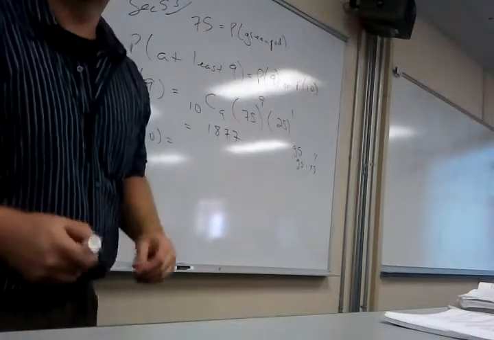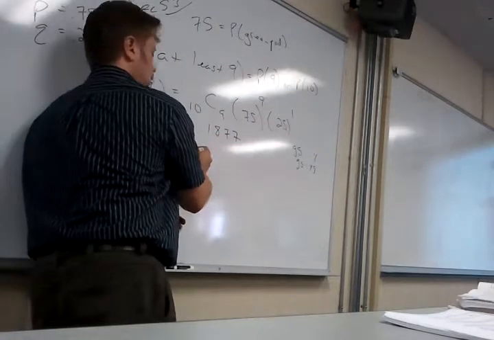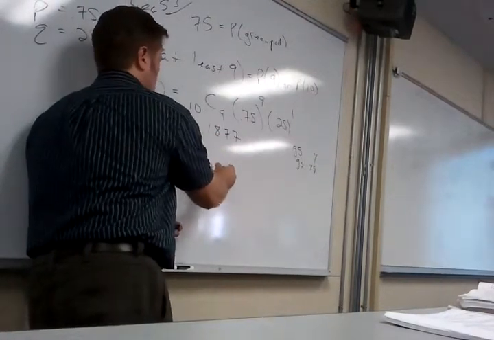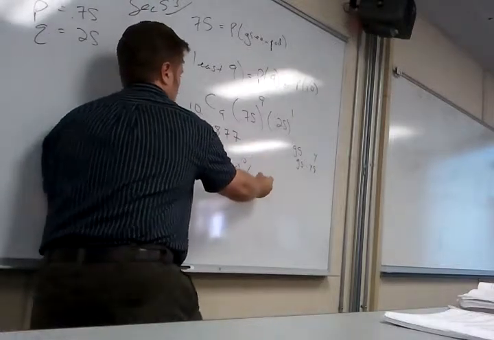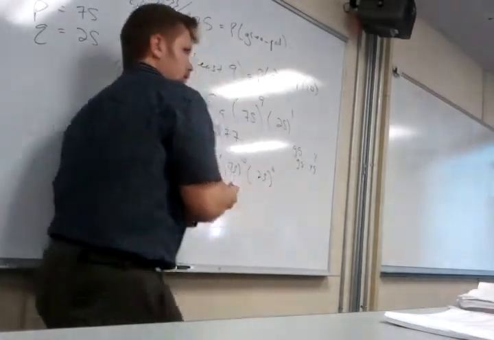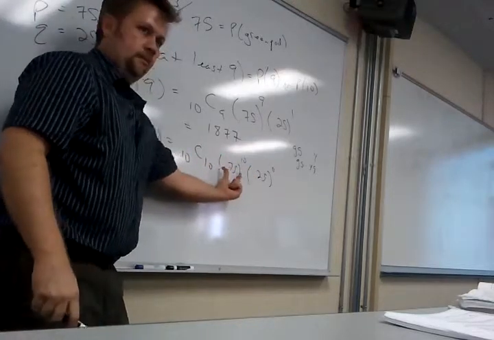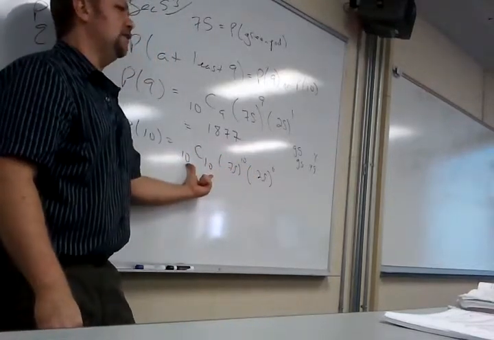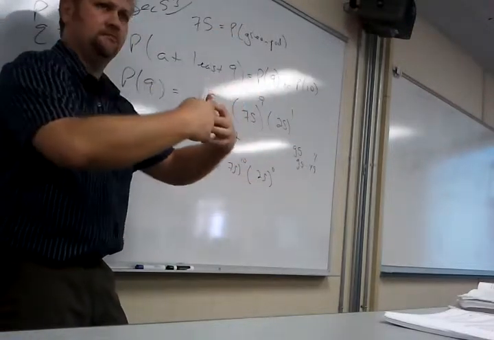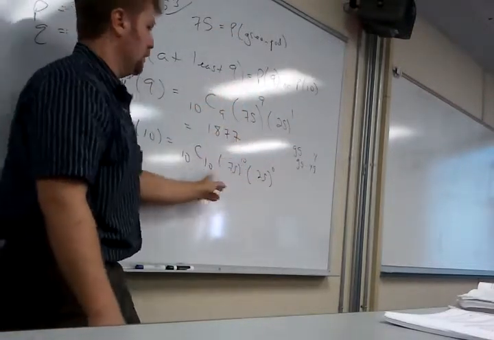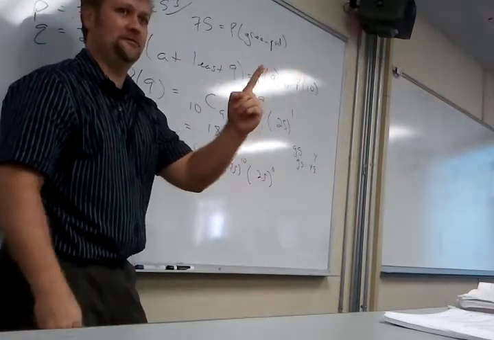How do you set up this equation? What would it look like? 10 choose all 10. So how many successes do you want? 10. And how many failures? 0. The funny thing is, this is going to be just this, because how many ways are there to choose 10 things if I have 10? There's one way to do it. You choose all 10 of them. That's the only way you can do it. So this is 1. Anything to the 0 power is 1, right?